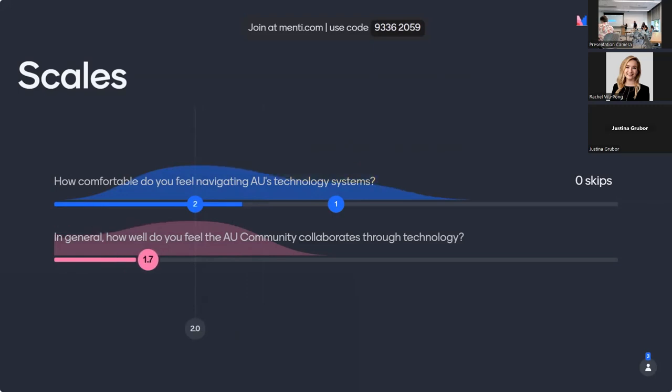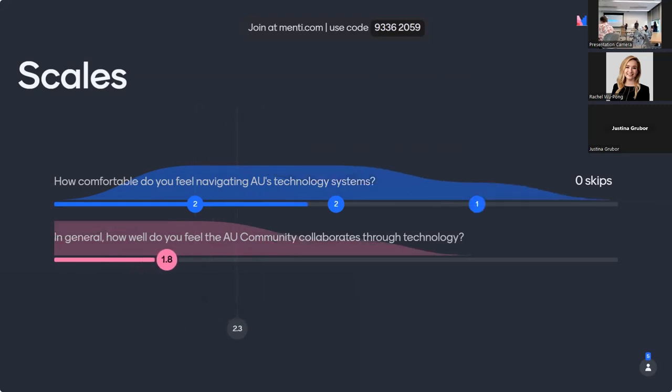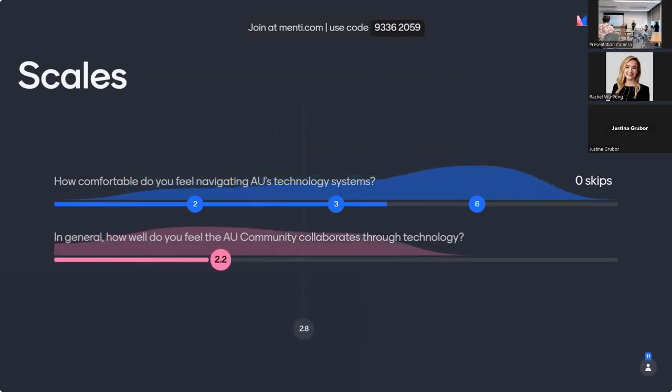Oh, of course. 9336-2059. Yeah, but if you go down, you can get what you do with your screen. I got that. I'm sorry about that. That is coming up. They're foreshadowing here for us.